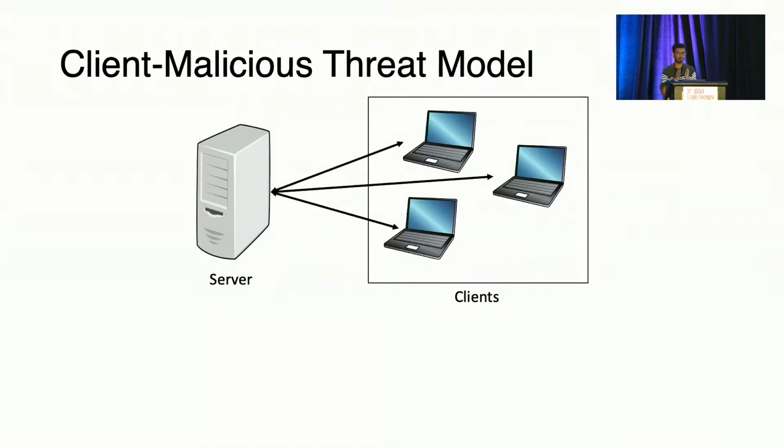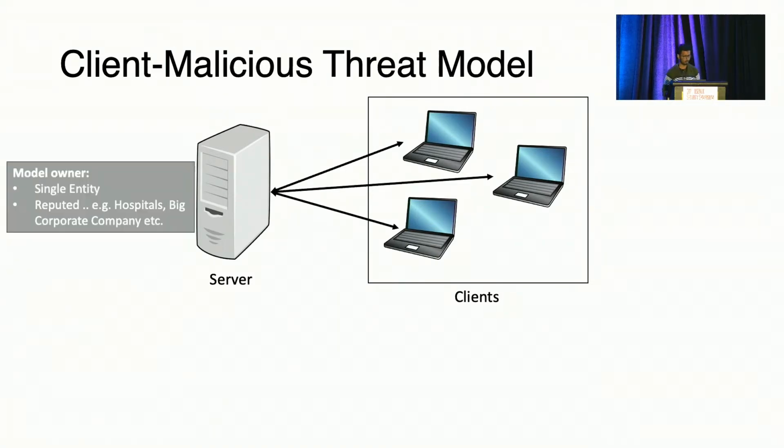So now let's get back to the scenario that we were at. Here we have a server who is the model owner, and it's a single entity. And the server is usually reputed. Therefore, if it deviates from the protocol specification and gets caught, then the consequences can be dire because of public accountability of the server. Therefore, it is reasonable to assume that the server is semi-honest.